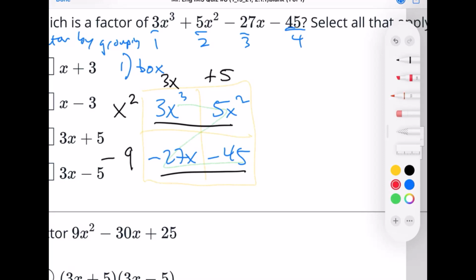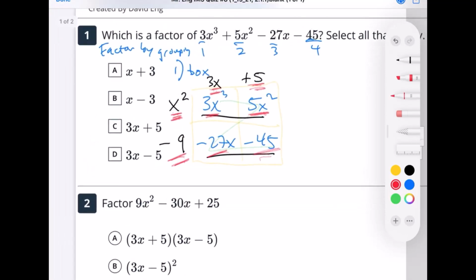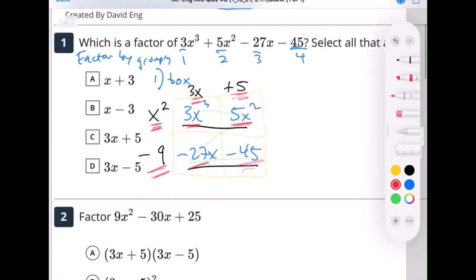I'm going to check my answer by multiplying. 3x times x squared gives me 3x cubed. X squared times 5 gives me 5x squared. 3x times negative 9 gives me negative 27x. And negative 9 times positive 5 gives me negative 45. Okay, so let's highlight here in green. These are my answers, but let's write this out. 3x plus 5 and x squared minus 9.